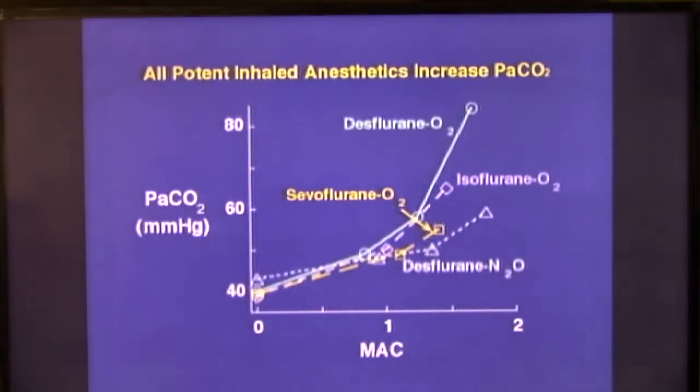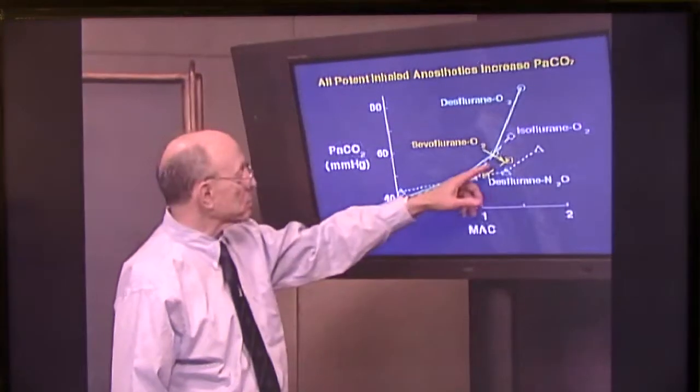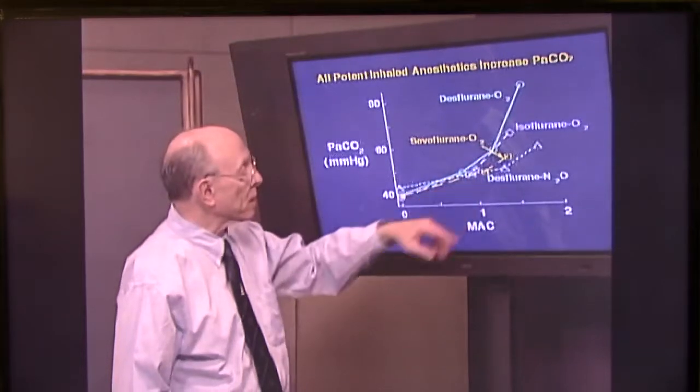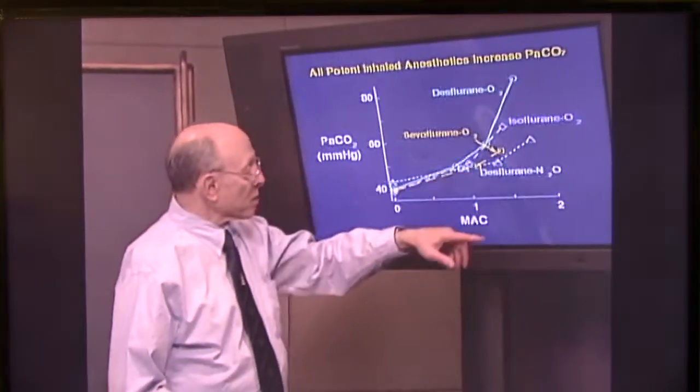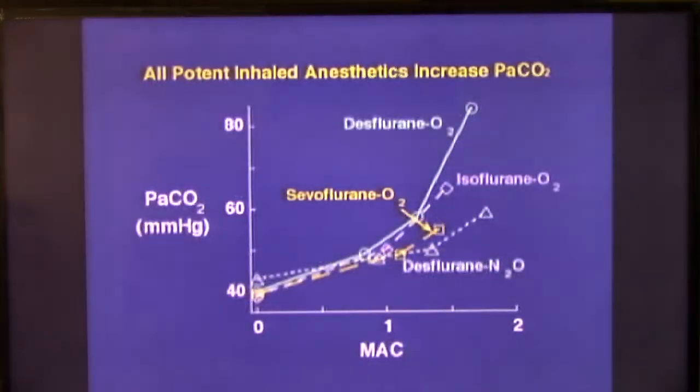We know that the potent inhaled anesthetics all increase arterial PCO2. That's shown here. Some do it a little more than others. Desflurane probably does it a little more than sevoflurane, although that difference isn't very great. But same as with isoflurane. Nitrous oxide seems to ameliorate some of the depressant effects of the desflurane. Nitrous oxide itself has very little effect on PCO2. In a pressure chamber at 1.5 atmospheres of nitrous oxide, no increase in PCO2 in volunteers.